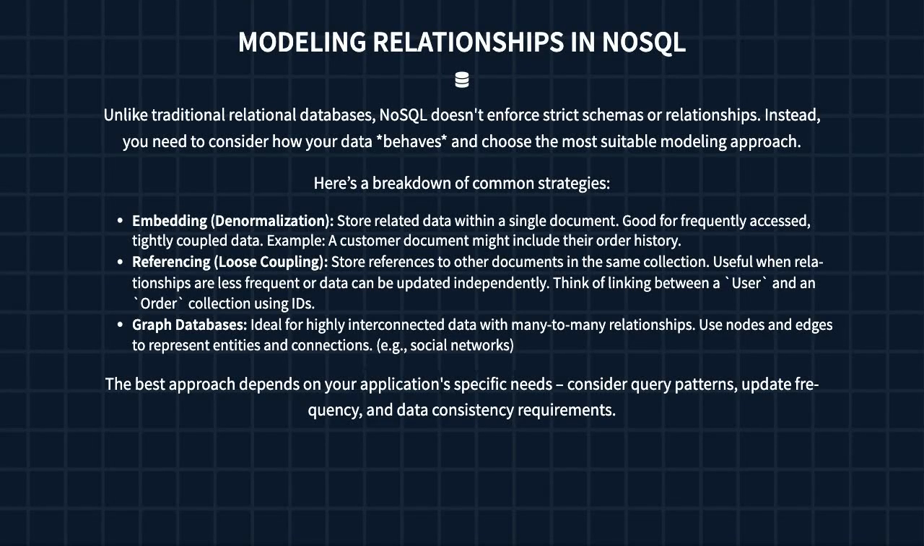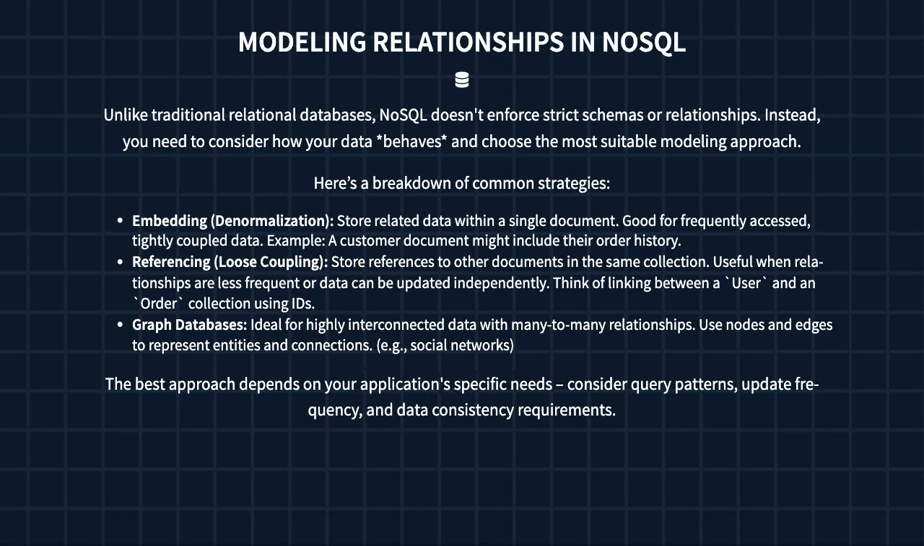Okay, let's talk about how we handle relationships in NoSQL databases. Unlike relational databases where everything is neatly organized into tables with defined links, NoSQL gives you a lot more flexibility. One popular strategy is embedding, basically storing related information within the same document. This can be really efficient for data that's frequently accessed together, like a customer's entire profile including their orders.